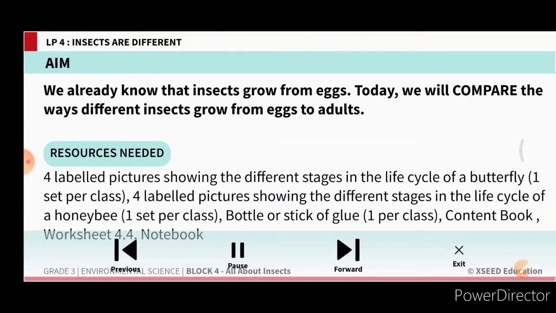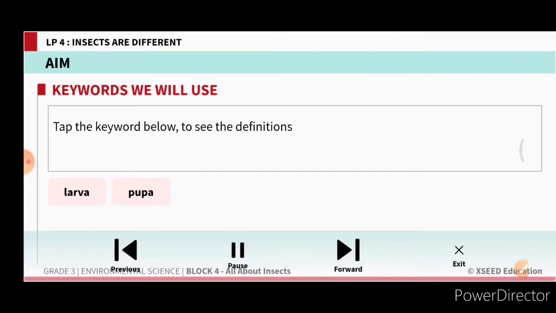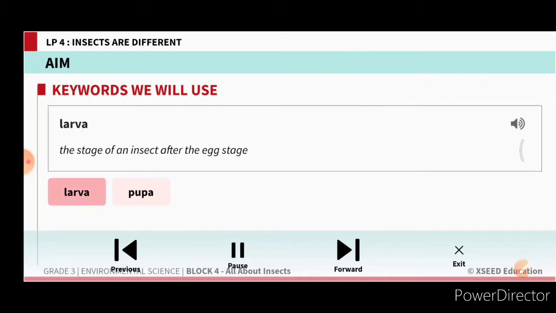All of us know that insects grow from eggs, but there are different stages in insects, right, which grow from eggs to adults. So here we have two keywords, children. One is larva. Larva means the stage of an insect after the egg stage. The next stage after the egg is called larva.